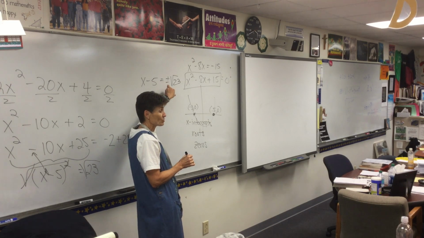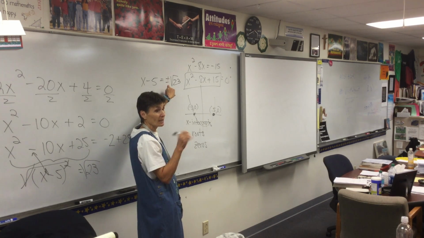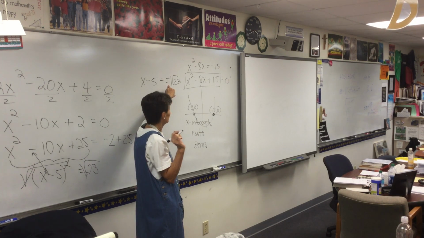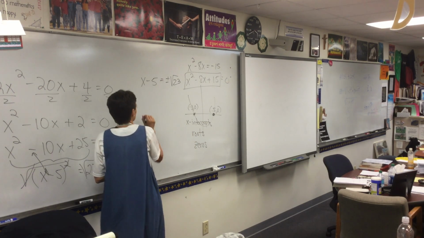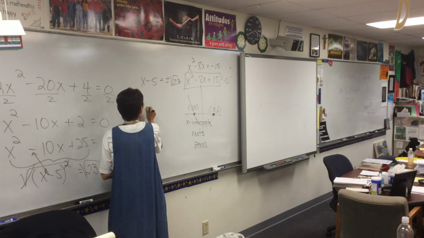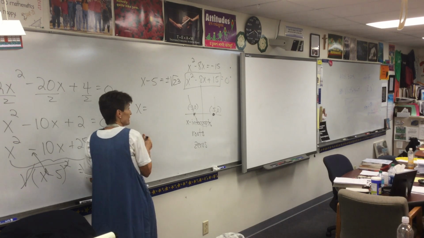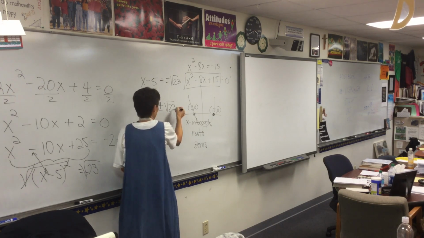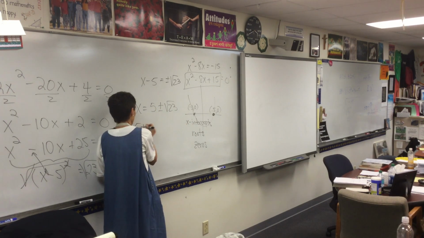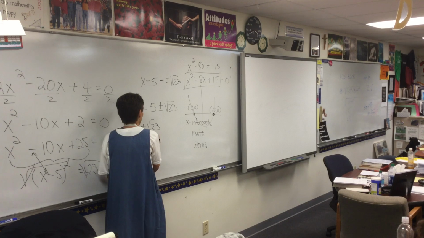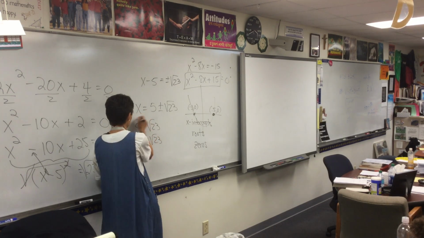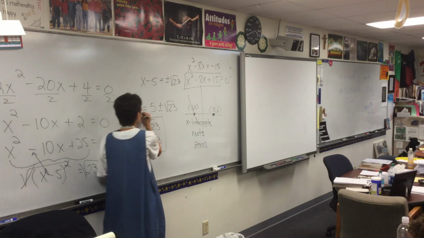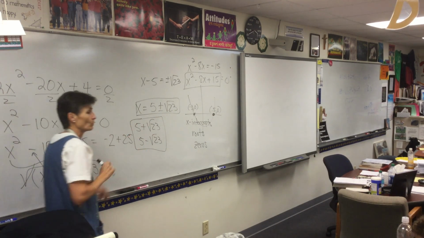Remember me telling you that when you square root both sides, the plain number always gets the plus or minus? And then we have one more step. We get x by itself. So what is x going to equal? 5 plus or minus the square root of 23, which you can write as 5 plus root 23 and 5 minus root 23, but you don't have to. It's okay to write it this way, it's okay to write it this way, whichever way you want to do it.